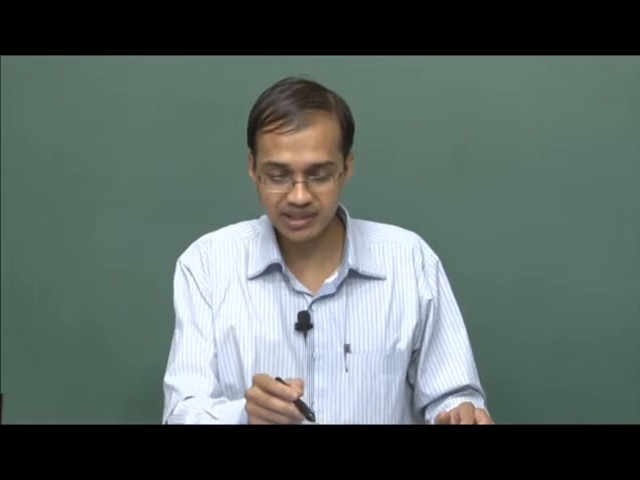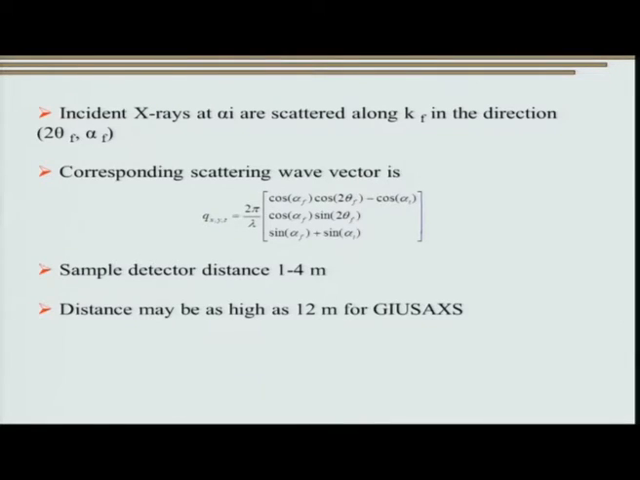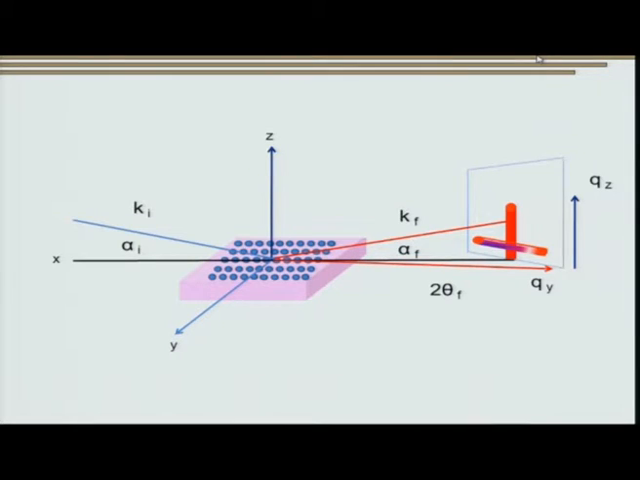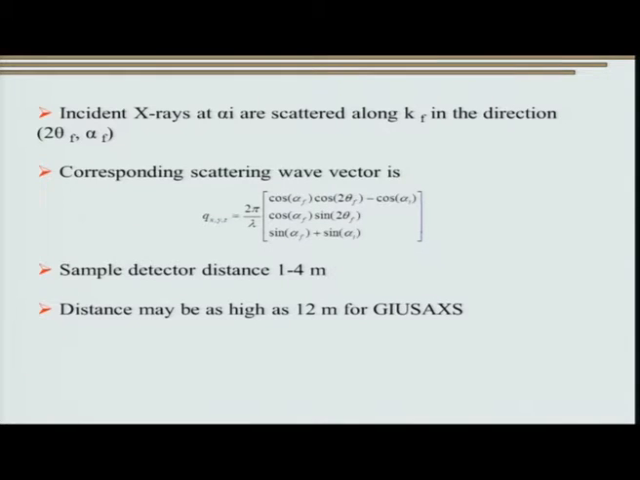So, you know that incident X-rays at alpha i are scattered along kf in the direction 2 theta f and alpha f. If you go back to the previous slide, you see that there is this kf and 2 theta f, which is out of the plane, as well as in the plane it is reflected at 2 theta f. So, this is what is given over here. You can always define a corresponding scattering wave vector q x y z using the geometry as 2 pi by lambda and this particular matrix. Remember, this is in 3D.